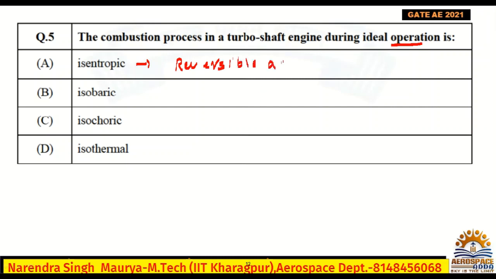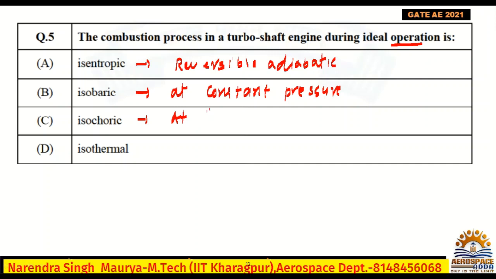reversible adiabatic. Isobaric means a constant pressure process, okay. Isochoric means a constant volume process. If a combustion process is conducted at constant volume, it is called isochoric, and if the combustion process is at constant temperature, then it will be called isothermal.